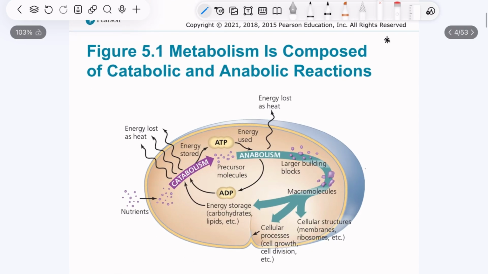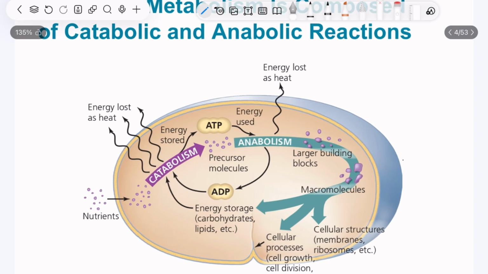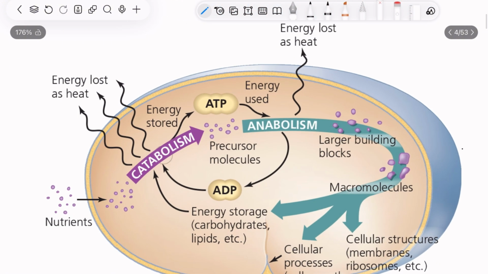Okay. So this image here shows the relationship between catabolism and anabolism as a part of cellular metabolism. So let's go step by step. So catabolism. What it does is that it breaks larger molecules, like nutrients, into smaller molecules called precursor molecules. As larger molecules are broken down, energy is released. And some of this energy is used to convert ADP, which is adenosine diphosphate, into ATP, which is adenosine triphosphate, which is the cell's main energy currency.